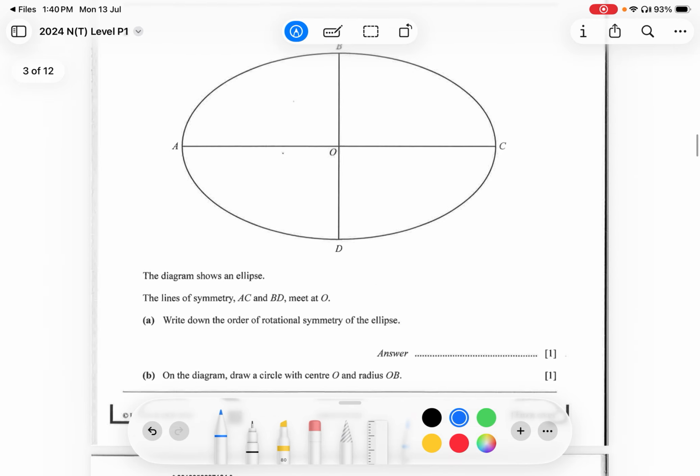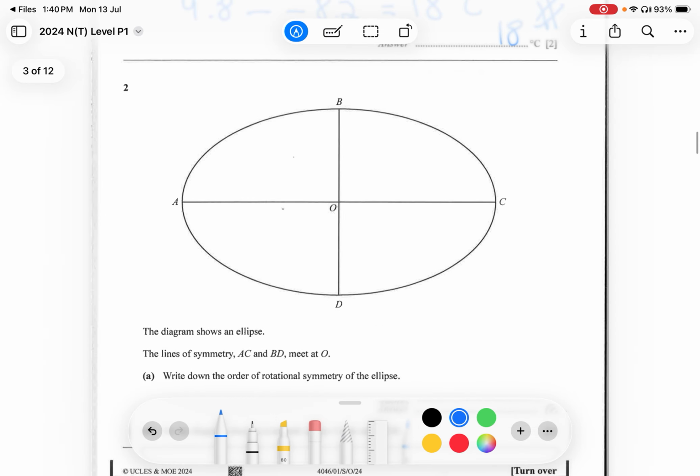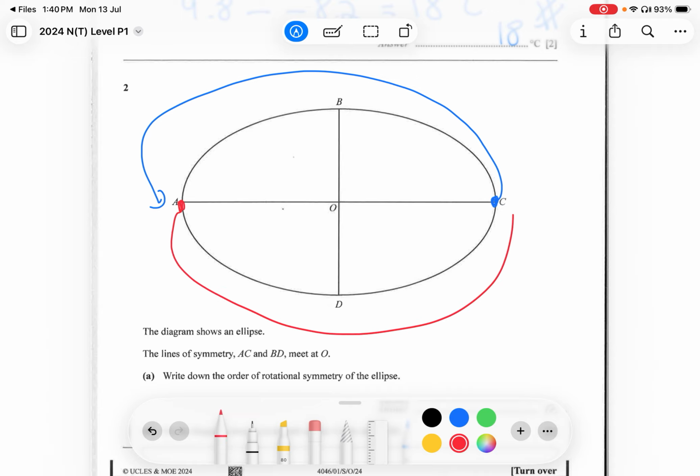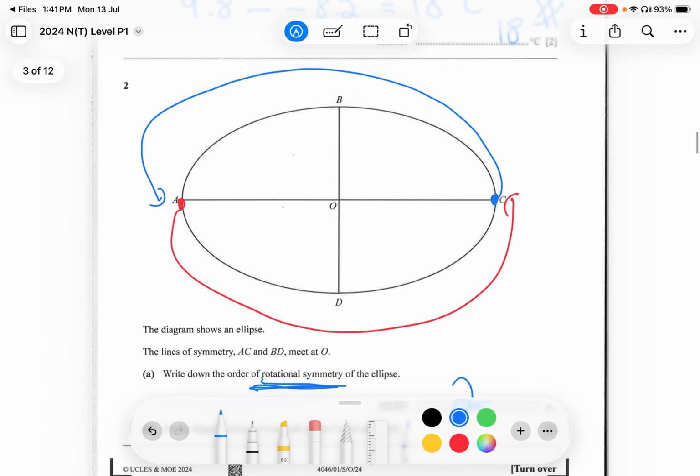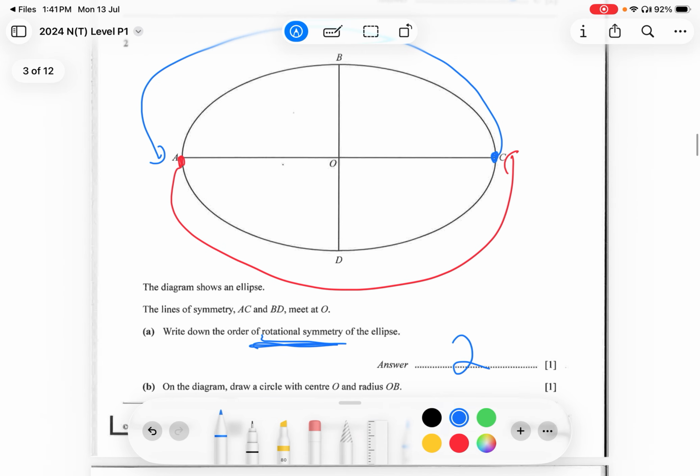So this one, this is an ellipse. Write down the order of the rotational symmetry. So if I were to start from here, I can only rotate to here. It will be the same shape. Then from here I rotate to here, back to the starting point. So the order of the rotational symmetry is 2. Order is 2.